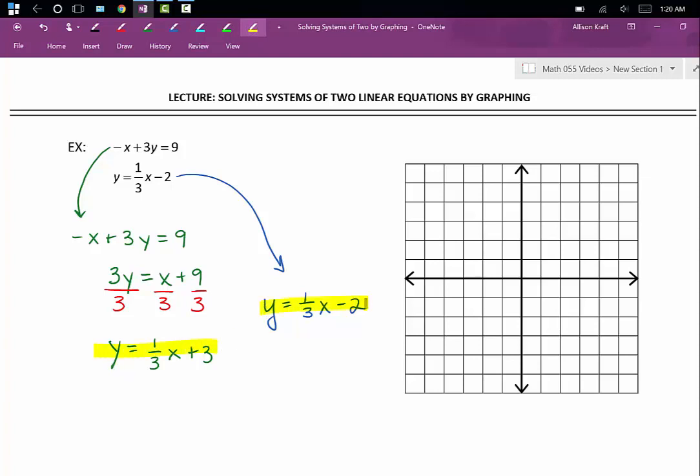Now I want to take a look at my two equations and determine the number of solutions I'm going to have. Do I have the exact same equation twice? No, so it won't be an infinite number of solutions. Do my equations have the same slope? Yes, they do. They both have a slope of 1/3. This tells me that these lines are parallel. Parallel lines never intersect. Therefore, there is no solution to this system.